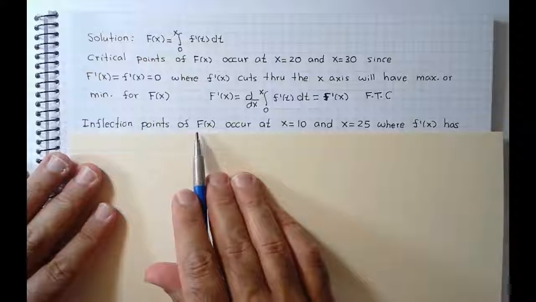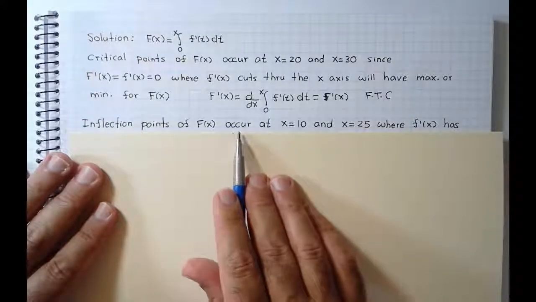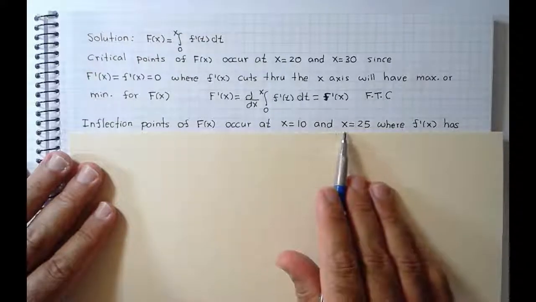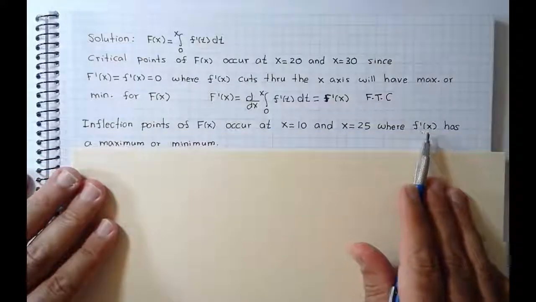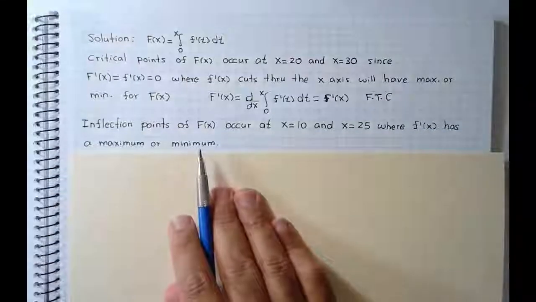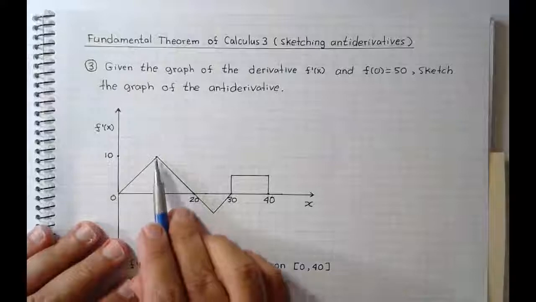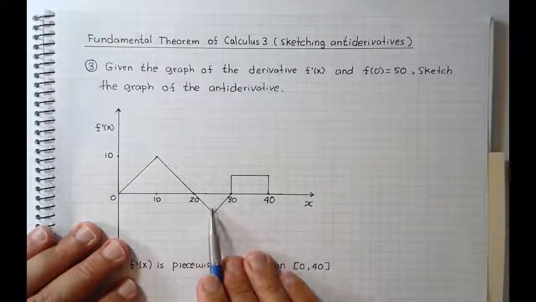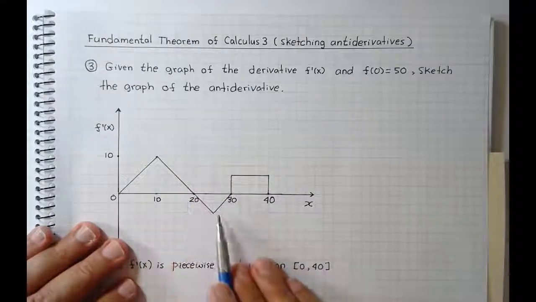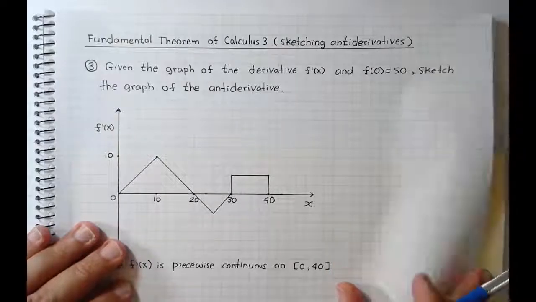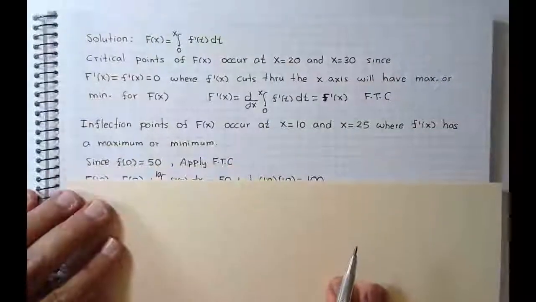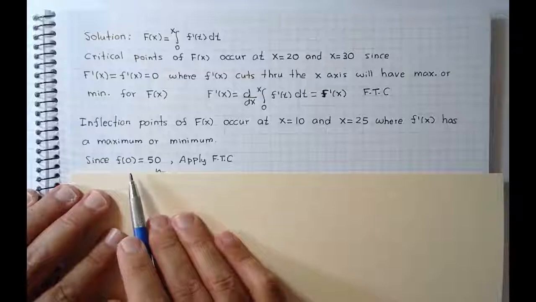The inflection points of the function occur at x equals 10 and x equals 25. That's where the derivative f prime of x has a maximum or minimum. That would be these points here at x equals 10 and at x equals 25. When a derivative is maximum or minimum, we're going to have an inflection point for the antiderivative. So now let's apply the fundamental theorem of calculus.